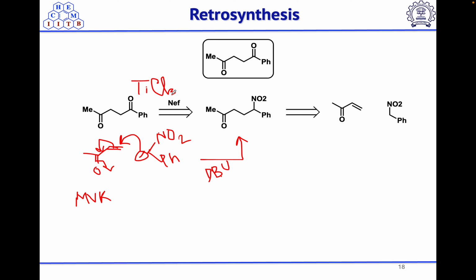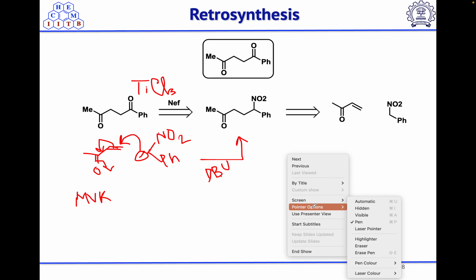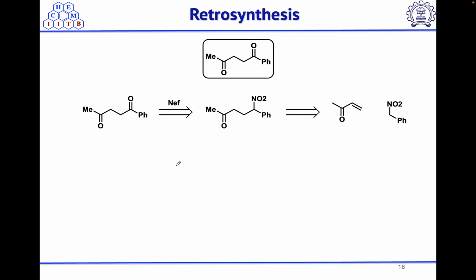So we can easily convert this nitro to a carbonyl compound. This is an easy conversion, and we can get these 1,4-dicarbonyl compounds. Also, 1,3-dithiane addition we can think about. If we think about 1,3-dithiane addition to this methyl vinyl ketone, so basically 1,3-dithiane, right?